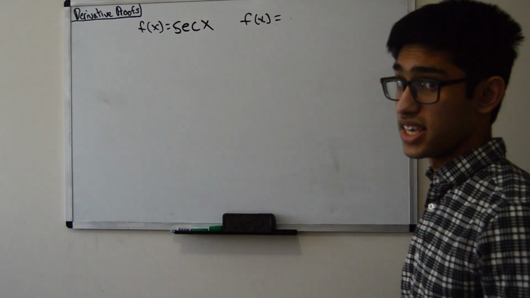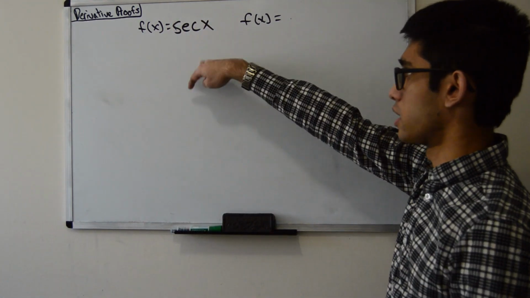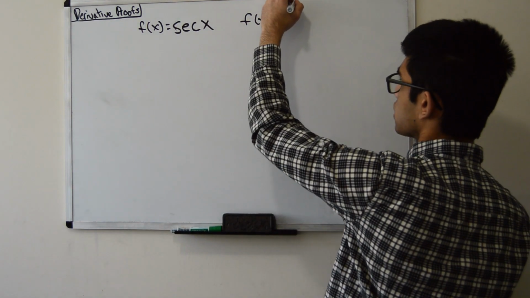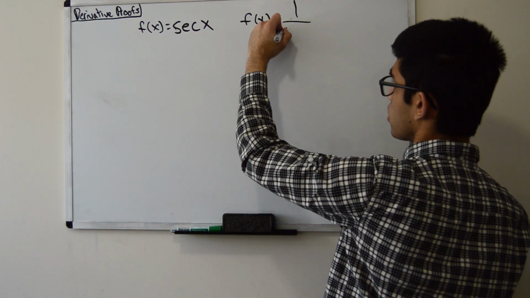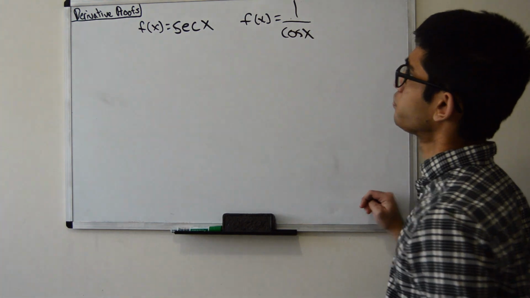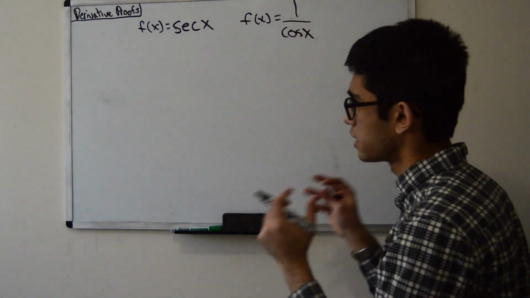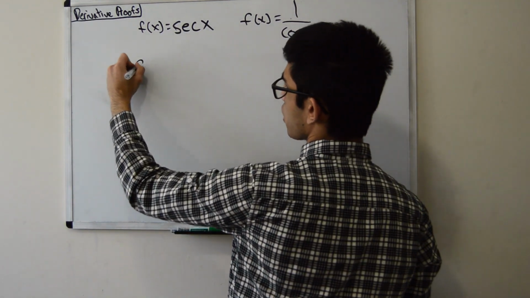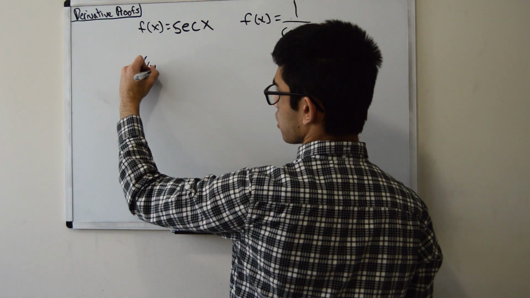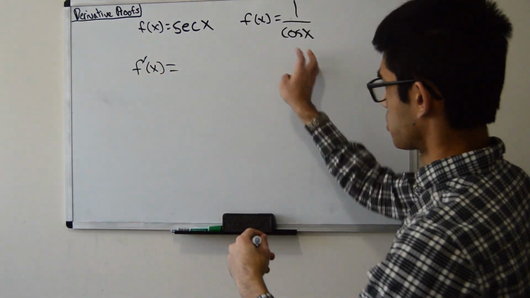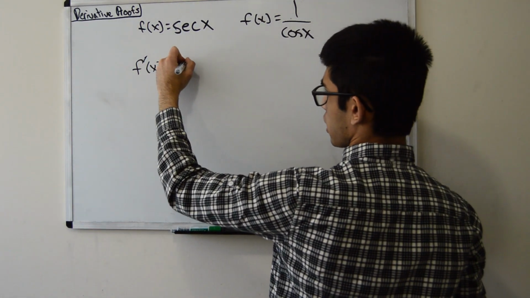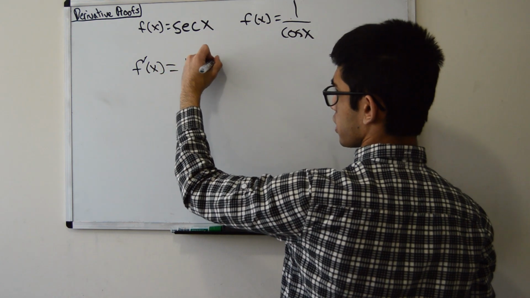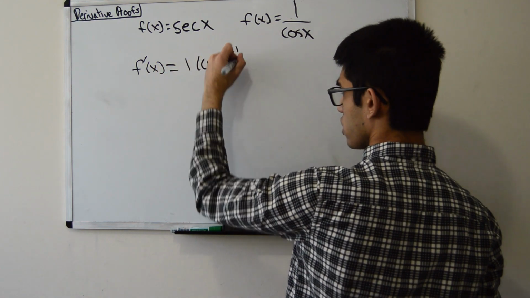Alright, so what is secant of x? Again, we don't deal with secant of x, we're going to deal with this instead. Secant of x is simply 1 over cosine of x. Right? Okay, so let's go and take the derivative. It's really the same process again. So f prime of x is equal to, well, let's bring the cosine of x up. So we're going to have 1, cosine of x to the power of -1.